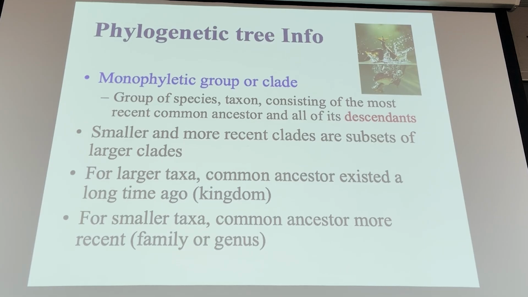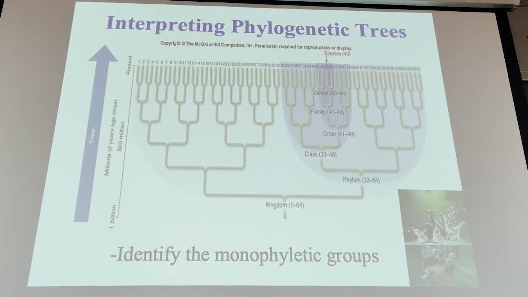Can you imagine when the first animal arose? It was a long time ago, right? Or the first reptile? It was hundreds of millions of years ago, 500, 300 million years ago, something like that. Whereas a modern lizard, which belongs to a genus, is a more recent event, something like 50 million years ago or 10 million years ago. Does that make sense? And I'll show you a visual representation of that right here.